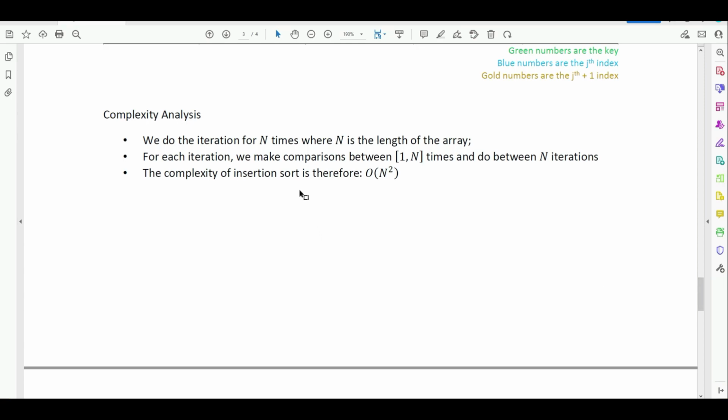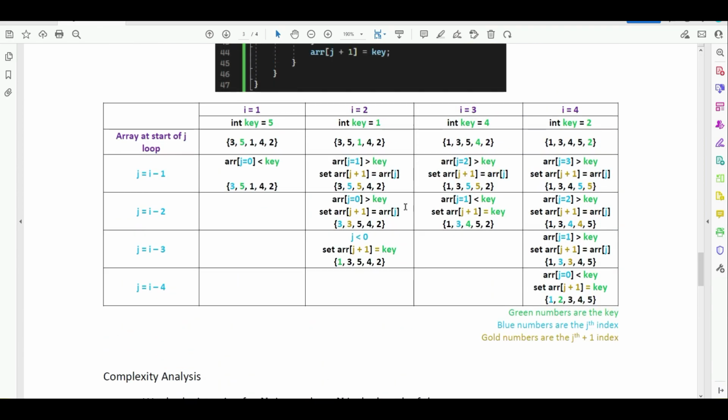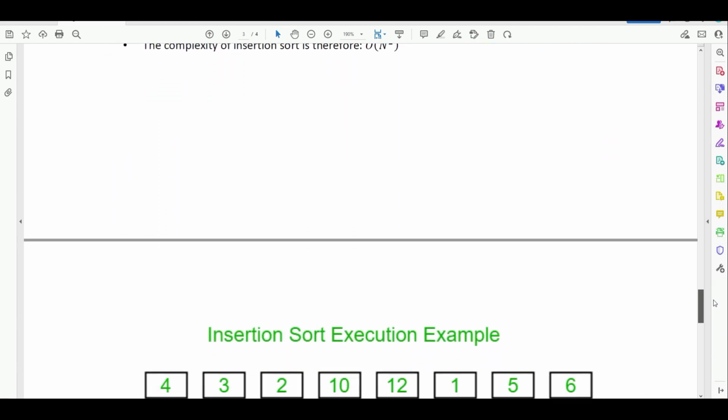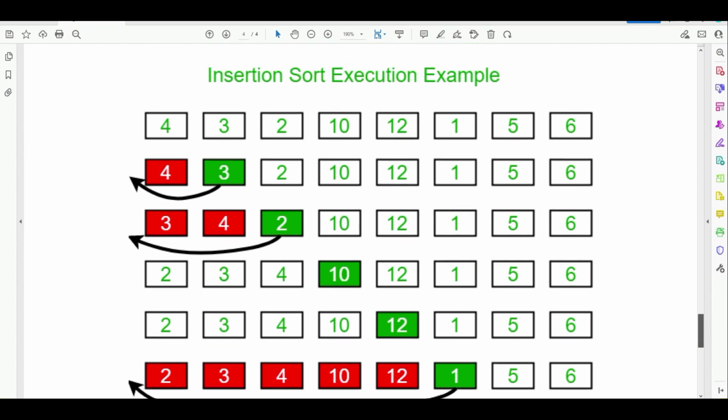And we look at the time complexity for that. We do the iteration n times, where n is the length of the array. For each iteration, we are making comparisons between 1 and n. So we can do either one comparison like this, or we can do like we have over here, the full n number of comparisons. And so the complexity is therefore n times this number here, so it's on the order of n squared. And so this is another quadratic algorithmic complexity for this insertion sort. And I do have an image right here you can look at.